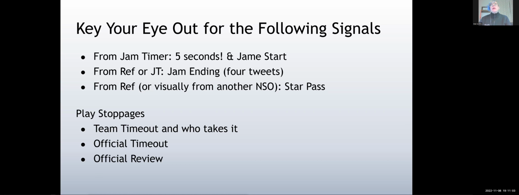You want to keep an eye also on whether there's a star pass. You'll see this signal. Not to be confused with this one. This one means the jam's calling off. Usually you see it from an OPR. But if you're getting one hand like this, that's signaling that there has been a complete star pass. You want to keep track of that so that you can give that information to the scoreboard operator. It's also important to make sure you keep it for your paperwork.